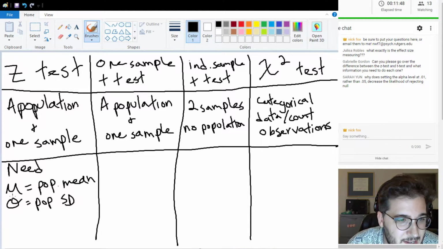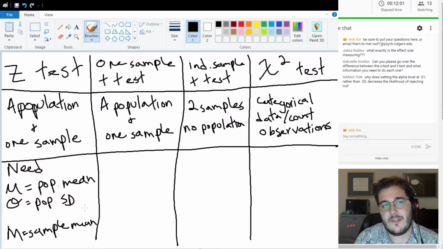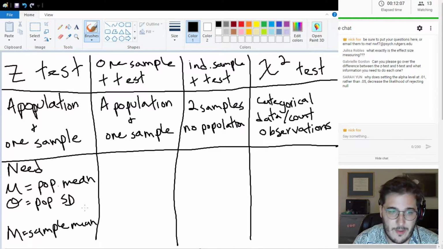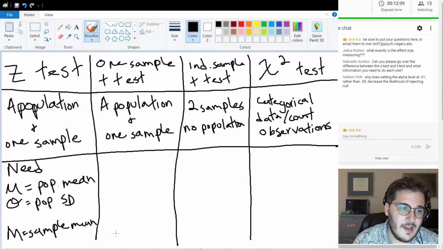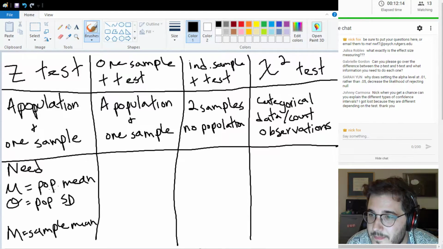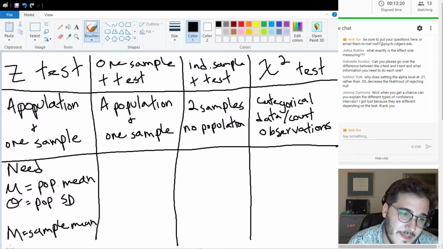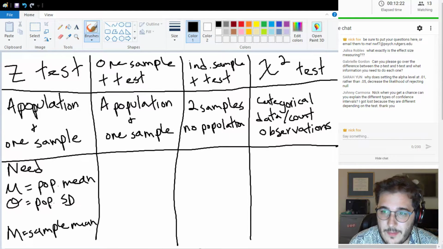You also need m, which is the sample mean. So you need all these things. You can't do a z-test if you don't have the population mean, the standard deviation of the population, or the sample mean. Now this is mu, this Greek letter. Sigma is standard deviation, and this is an m, not a mu, which is the sample mean. Okay, so that's the info you need.